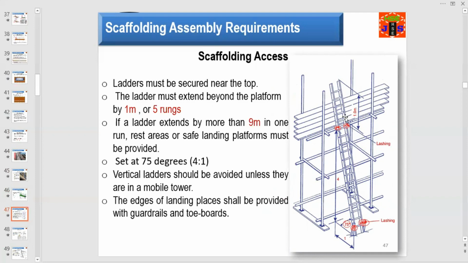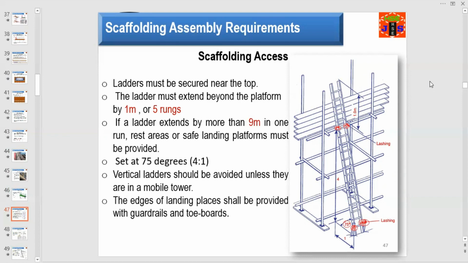We are talking about this portion. 1 meter or 5 rungs should be above the landing platform. If a ladder extends by more than 9 meters in one run, rest areas or safe landing platforms must be provided. Ladders shall be kept on 75-degree or 4:1 ratio. Vertical ladders should be avoided unless they are in movable tower.